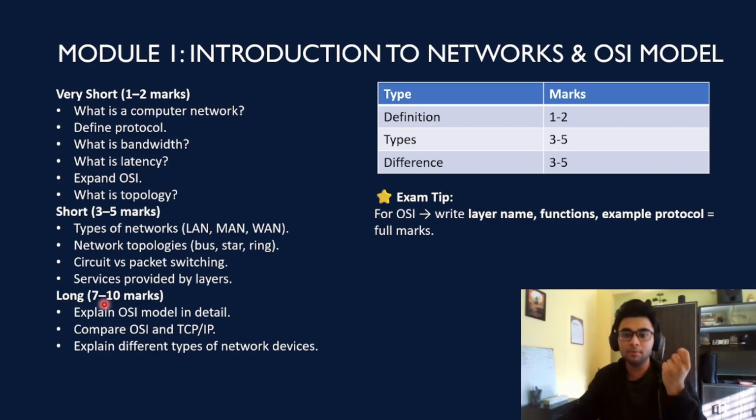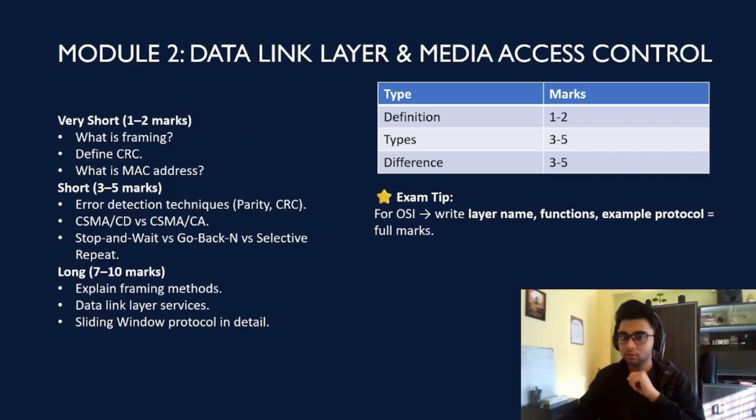Suppose you get a 10 marks question explaining the OSI model, or even a 15 marks question, then you need to draw the diagram and also write the layer names, their functions, and also which protocol is present in that layer. That's how you will be able to score full marks.